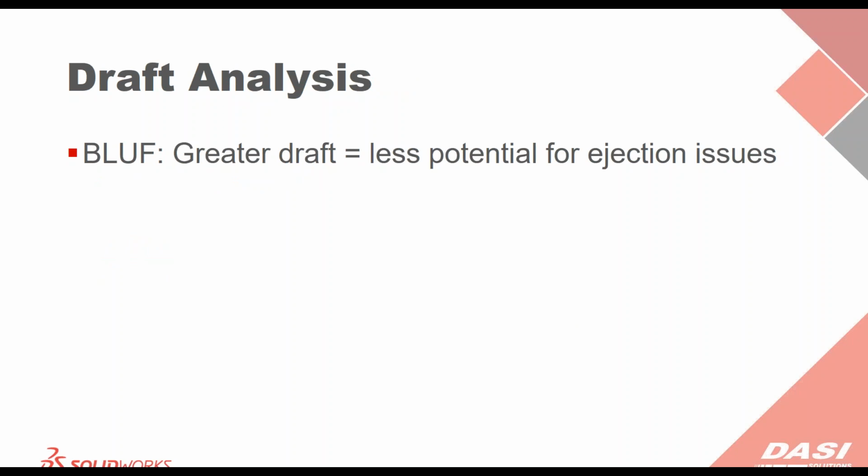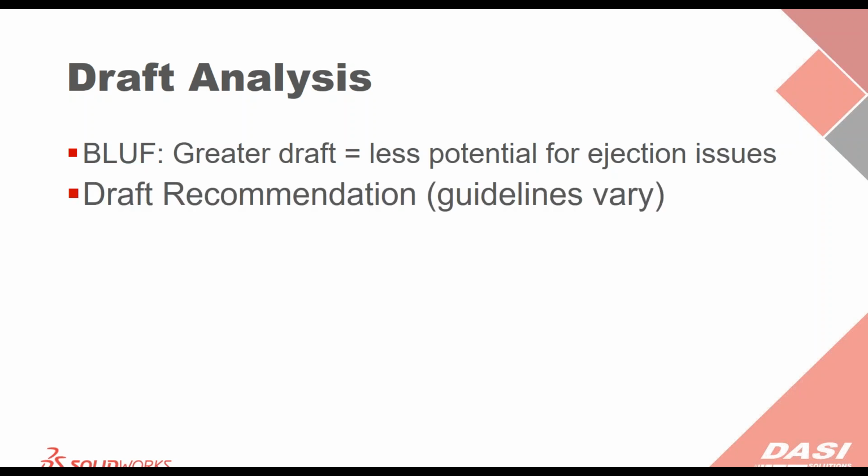So my BLUF here, if you don't know what BLUF means, it means bottom line up front: greater draft equals less potential for ejection issues, which is what we just said. The surfaces should have draft, right? So I just want to give a brief overview of some draft recommendations.